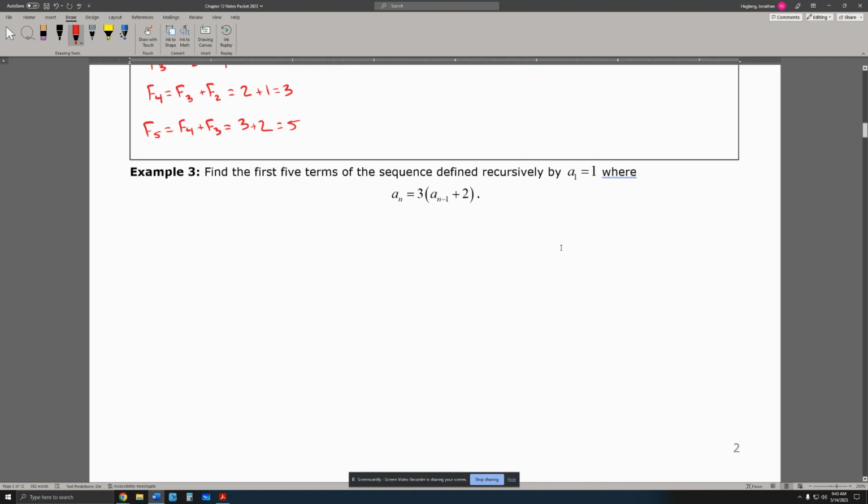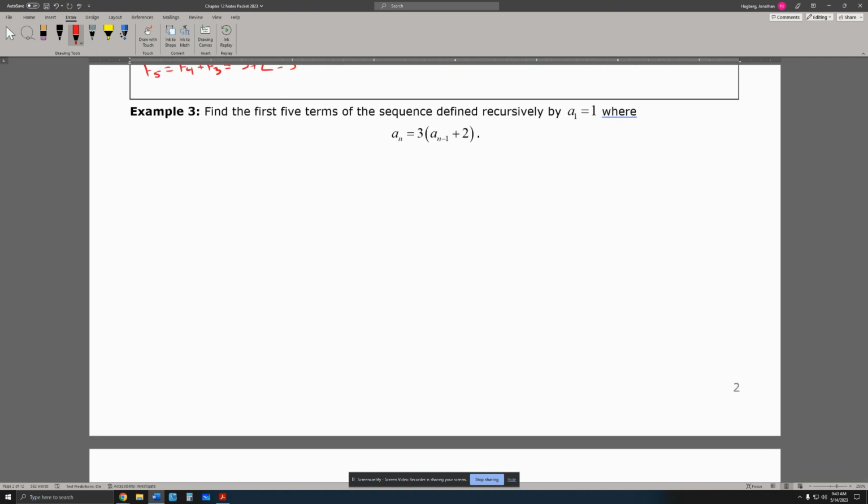Okay? Example 3, find the first 5 terms of the sequence defined recursively by a1 equals 1, where an equals 3 times the previous term, an minus 1, plus 2. Well, we'll start with a1, we know is just 1. So then a2 is equal to 3 times a1 plus 2. Well, we know what a1 is, that's 1, and then plus 2. So we get 3 times 3, or 9.